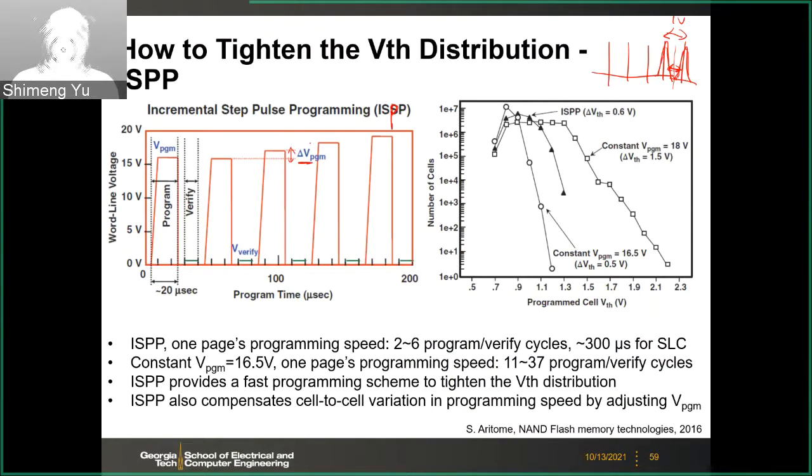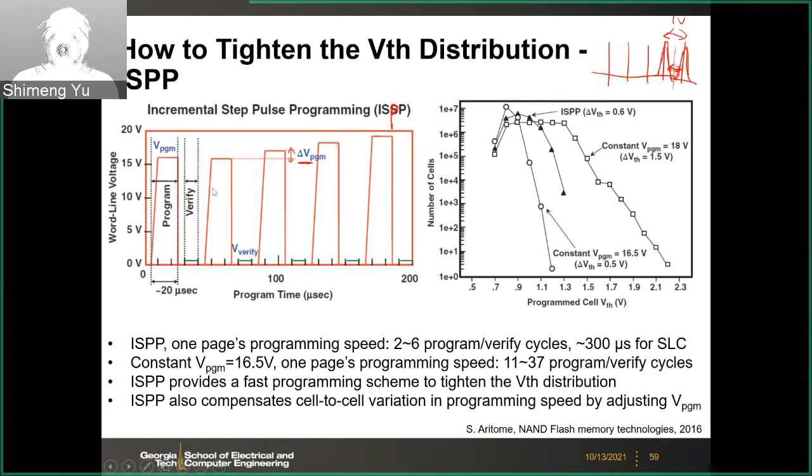So you have an increasing pulse amplitude with every programming pulse. You try to approach your target gradually by increasing the voltage each pulse. If you do that, then you can tighten the distribution.